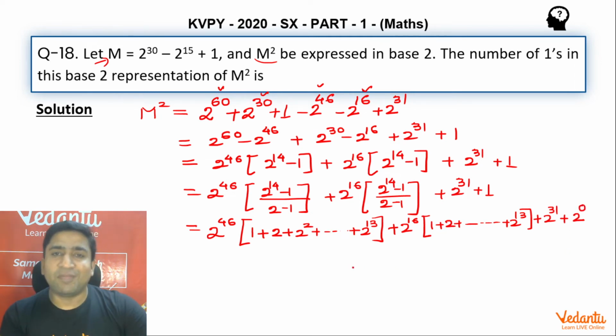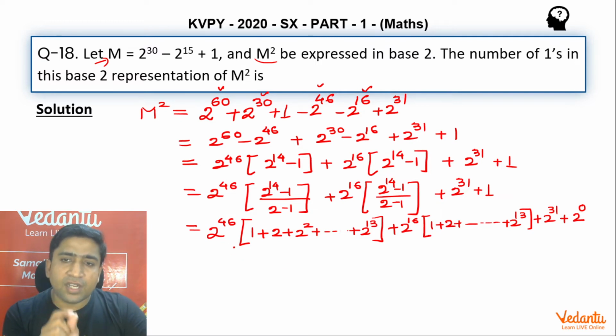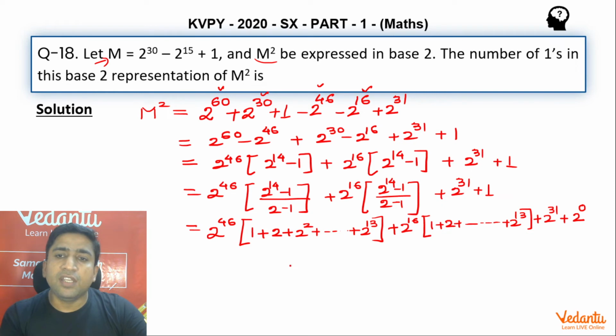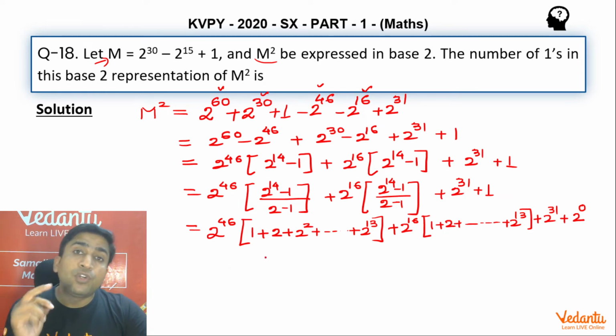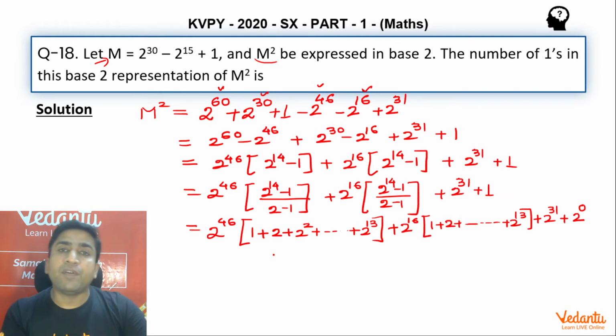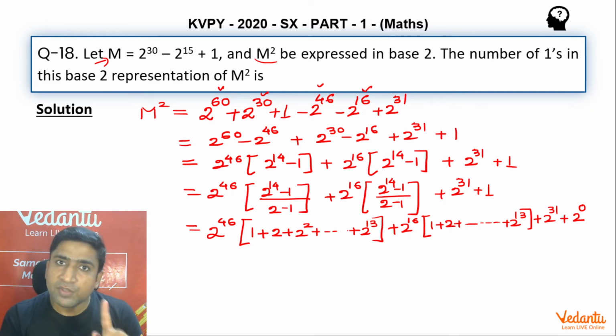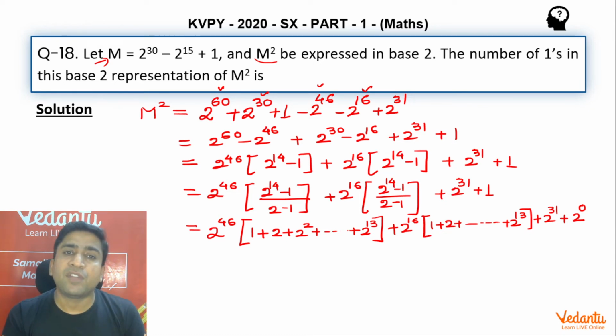I just want to show you something. If you observe one of the very special things in this part, every term of 2 to the power is going to contribute 1 in the base 2 representation of m square. I'm just repeating once again, try to visualize. The question is asking how many ones will I have in the base 2 representation of m square? So if I want the base 2 representation of m square, I just need to count the 2 to the power terms, right?